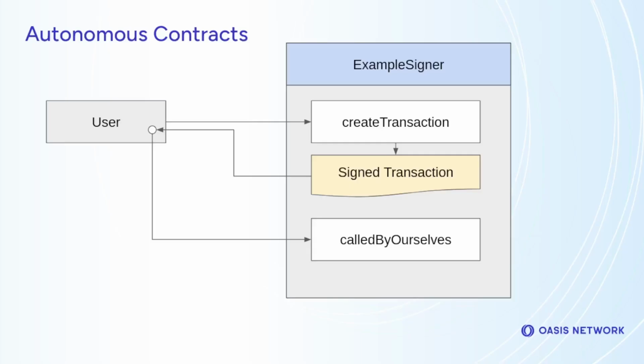So if we run through the contract, there is a method named calledByOurselves, which can only be called by the address the contract generated. The user calls the create transaction function in a view call, so it doesn't cost any gas, which then generates a transaction using the ABI encoding of the function call to the calledByOurselves function, and it returns that to the user. The user then submits it back to the blockchain, which means the contract is effectively executing its own method.